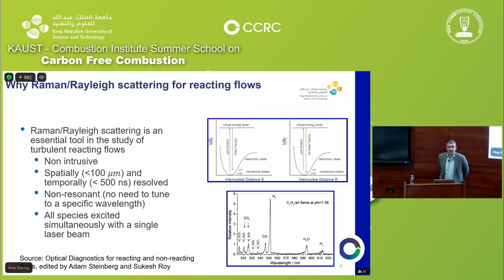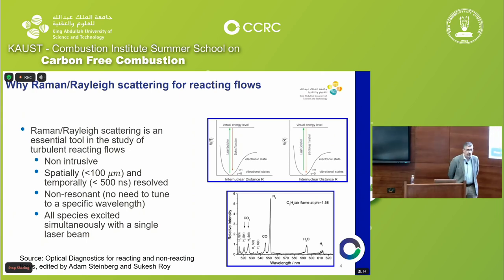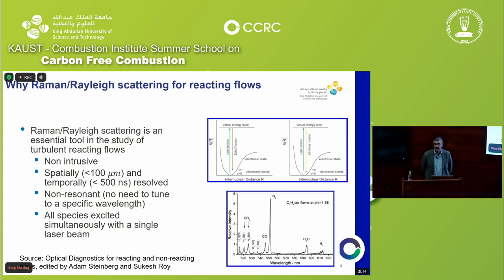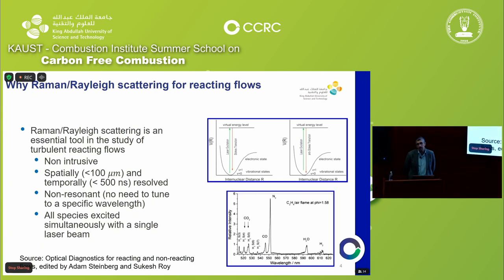Okay. So let's start, first of all, with some general information about Raman and Rayleigh scattering. Marcus mentioned this is one of the most powerful diagnostics available for reacting flows. And this is even more true as we're going to some of these carbon-free fuels, such as hydrogen and ammonia. As pretty much all the diagnostics that Marcus introduced, this is non-intrusive. It's spatially resolved at least to 100 micron, if not less, and temporally resolved, we're typically shooting about 500 nanoseconds or less, but still short enough to resolve the turbulent flames.